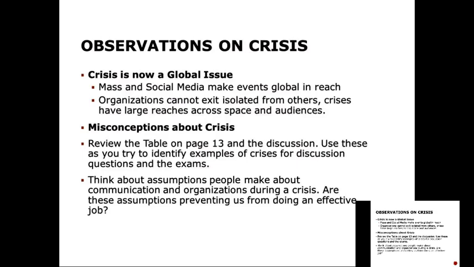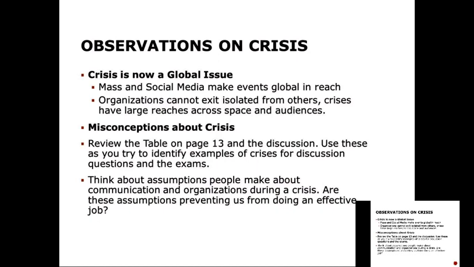A couple other things to think about with this chapter. A crisis is now a global issue. Social media makes it possible for crises to happen around the world. They're difficult to hide. And so now, you can sit in Iowa and read about a crisis on the other part of the planet and be concerned about what that crisis is doing to a group of people.